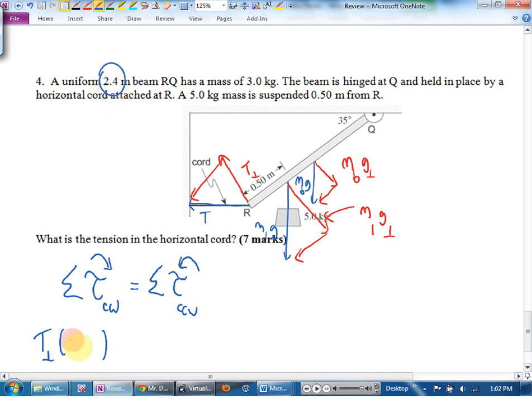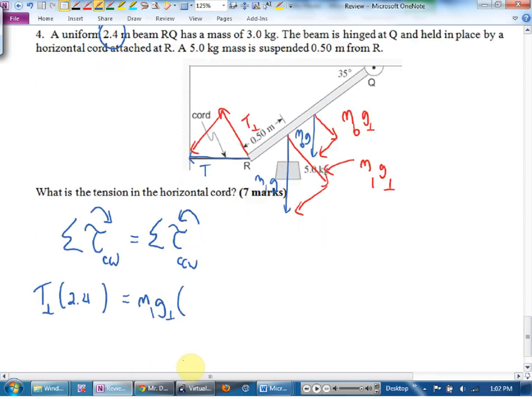Counterclockwise. M1G perpendicular times its distance from the pivot, which is 2.4 minus 0.5, 1.9, plus the mass of the beam G perpendicular times its distance from the pivot, which was, oh, center of mass, 1.2. Okay.